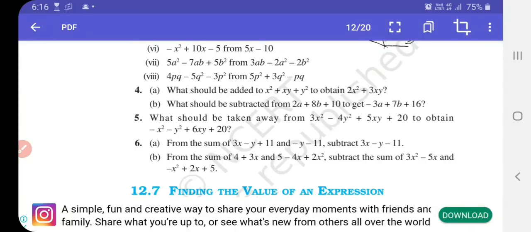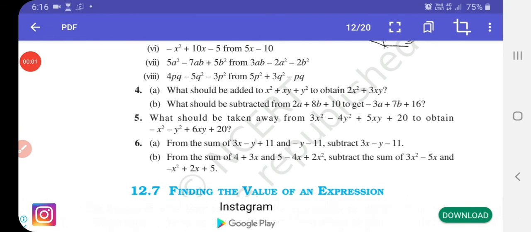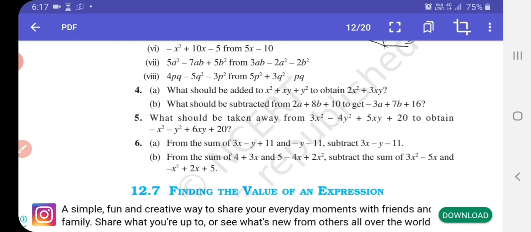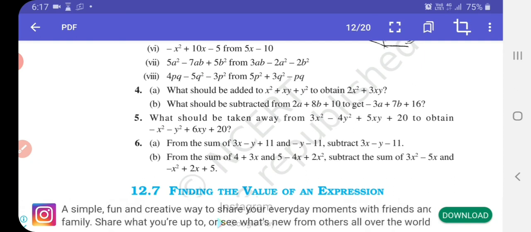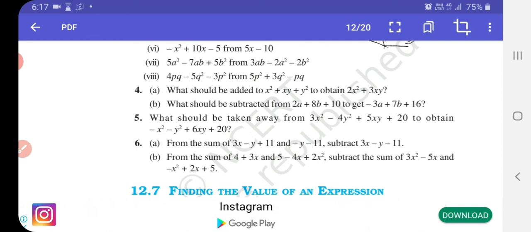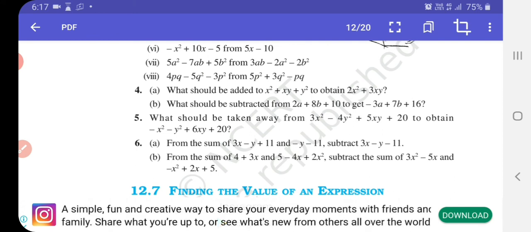Now read out question number 5. What should be taken away from 3x square minus 4y square plus 5xy plus 20 to obtain this? What should be taken away? Taken away means what you take out of it. Taking out means minus, so you have to subtract. What should be subtracted from this to obtain this?